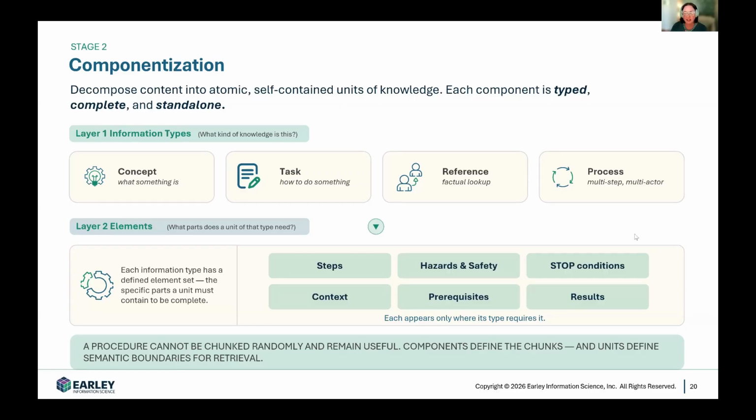So in that second layer, you're seeing the elements that are required for a task. And if all of those elements are there, then you're talking about a self-contained, complete, typed component. Now this is really specifically talking about procedural content. This is one reference model. It may not apply to your content because you don't have steps and hazards and safety and stop conditions, but you have other things. You have clauses in a contract that need to be there. You have specific dates that are triggering things. You have specific regulations, right? So imagine the same structure, but applied to your content, which is going to be a little different.